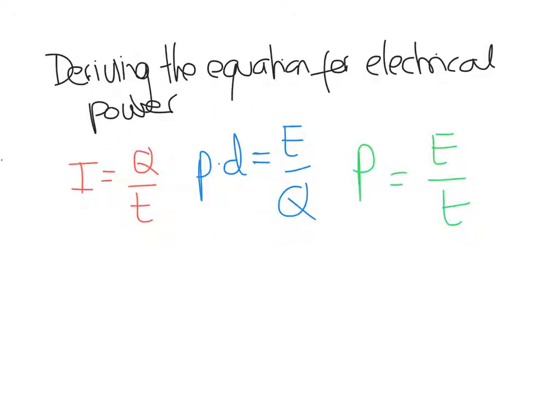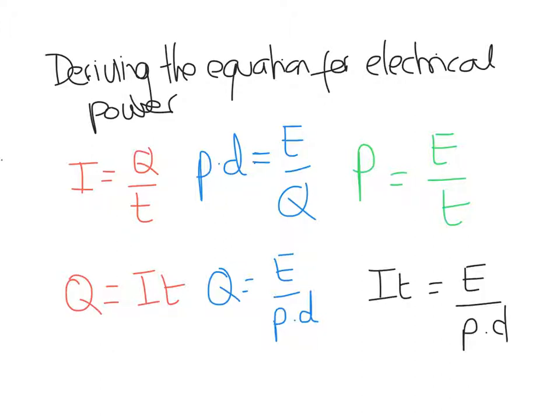Let's start with these two equations. You'll notice that they have in common charge. So I'm going to rearrange these equations to make charge the subject. There we have it. Now if this is charge and this is charge, then that means that IT must be equal to E over PD, or the current times the time is equal to the energy divided by the potential difference, because here we have charge and here we have charge. There we have it. Now hopefully you can start to see the similarities between this one and this equation.